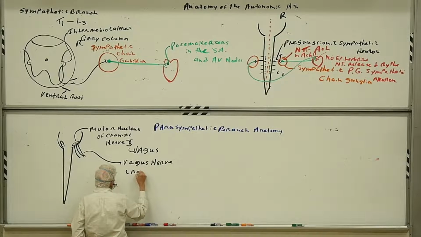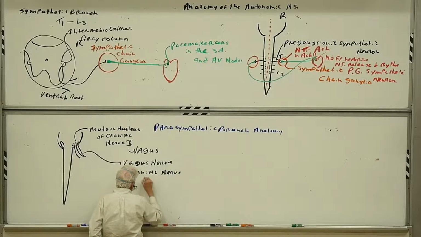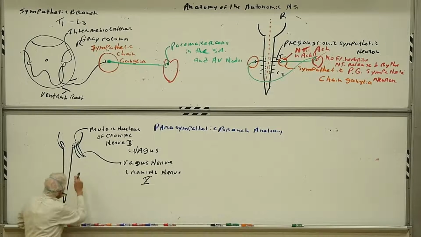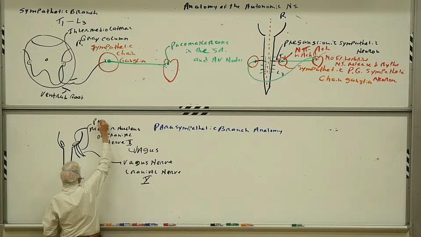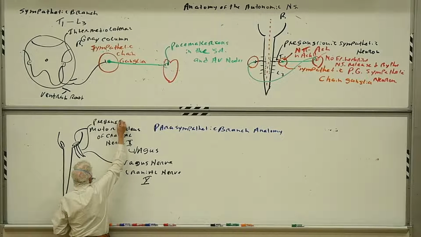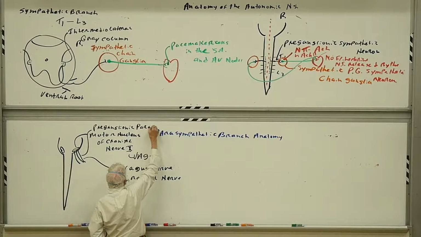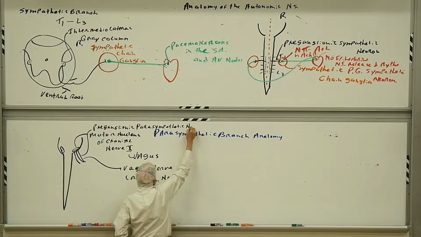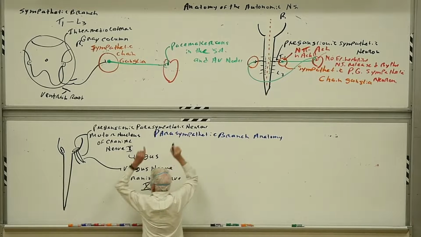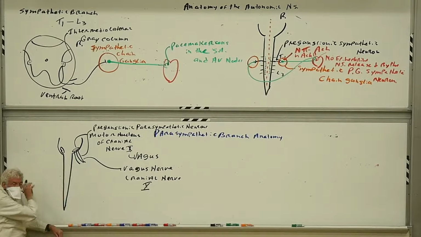It's cranial nerve 10. And the processes, the conducting regions, of these preganglionic parasympathetic neurons go out into the periphery in the vagus nerve, and they go throughout the thoracic and abdominal cavities.